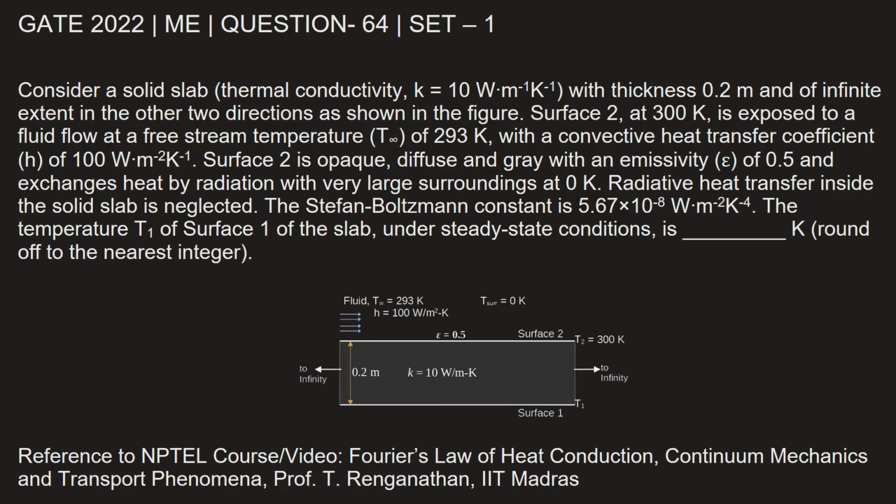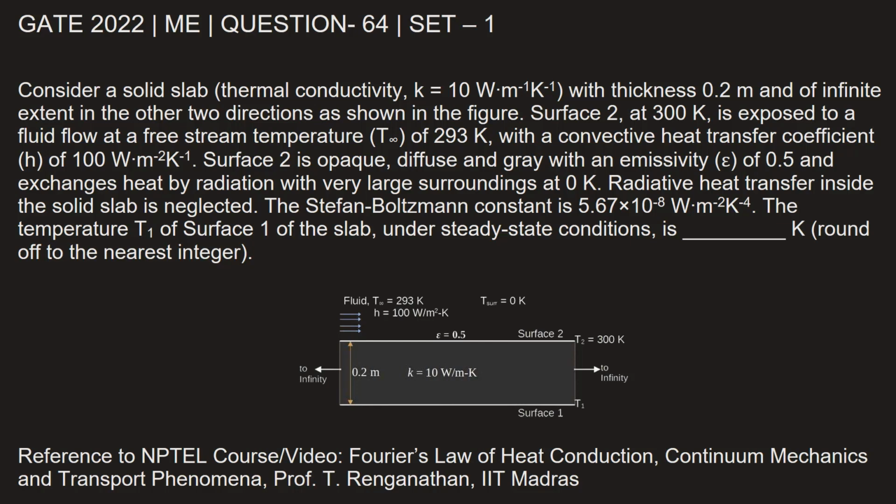Surface 2 at 300 Kelvin is exposed to a fluid flow at a free stream temperature T infinity of 293 Kelvin with a convective heat transfer coefficient H of 100. Surface 2 is opaque, diffuse and grey with an emissivity epsilon of 0.5 and exchanges heat by radiation with very large surroundings at 0 Kelvin. Radiative heat transfer inside the solid slab is neglected.